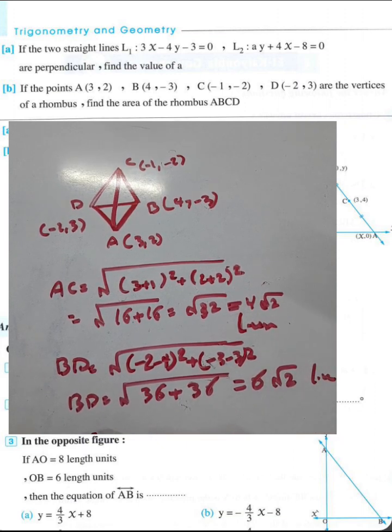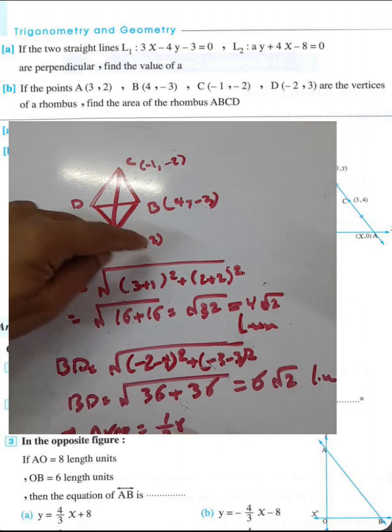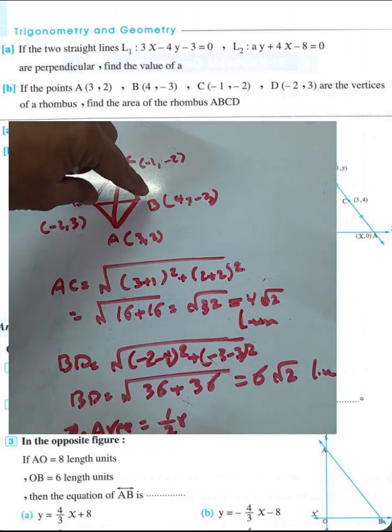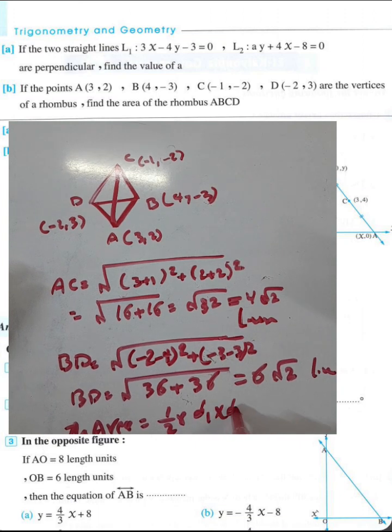Then you can find the area, which will be half times base times height. For perpendicular diagonals, the base and the height are the two diagonals. Half times diagonal 1 times diagonal 2. We have here diagonal 1 and here diagonal 2.